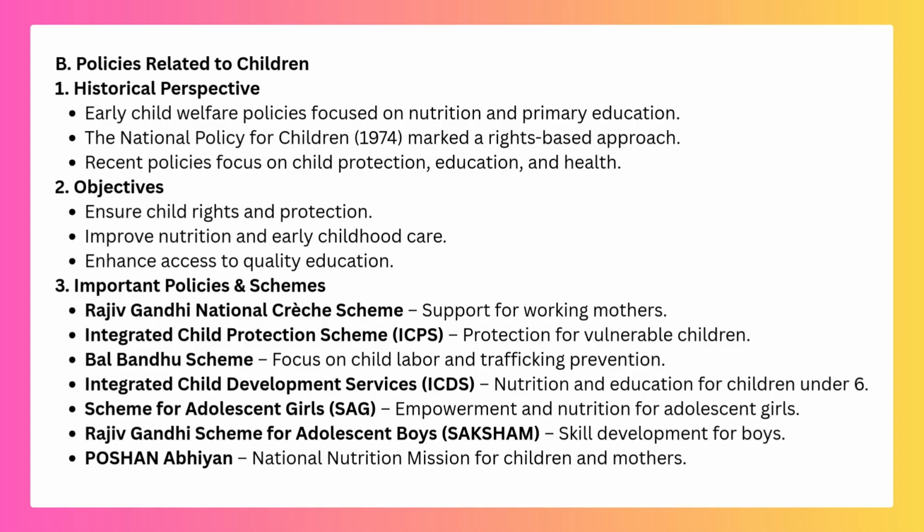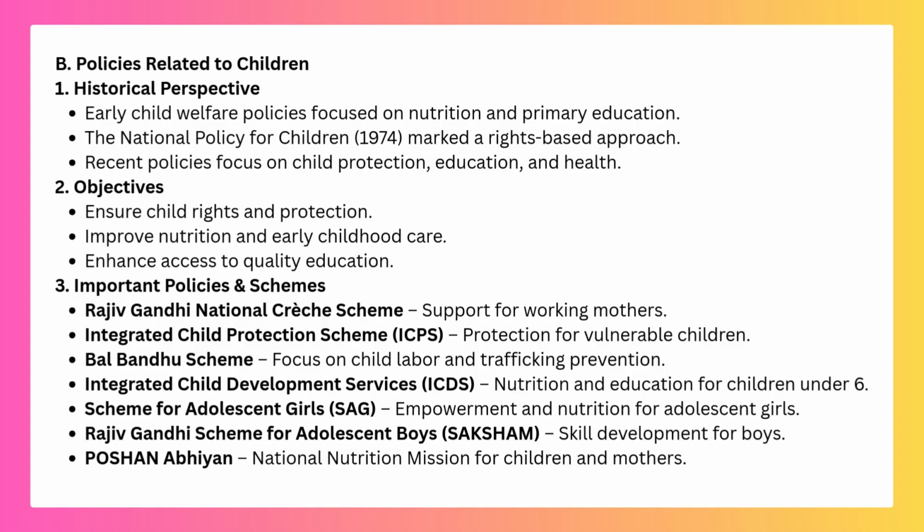Improve nutrition and early childhood care. Enhance access to quality education. 3. Important policies and schemes. Rajiv Gandhi National Creche Scheme, support for working mothers. Integrated Child Protection Scheme, ICPS, protection for vulnerable children. Bal Bandhu Scheme, focus on child labor and trafficking prevention.